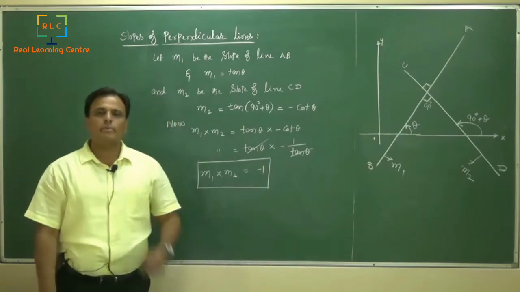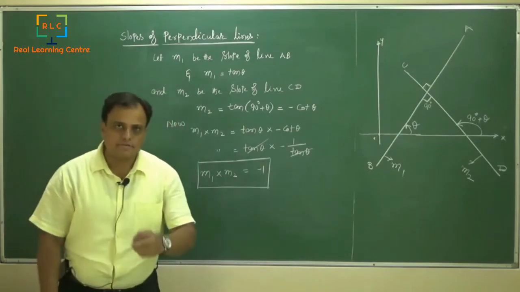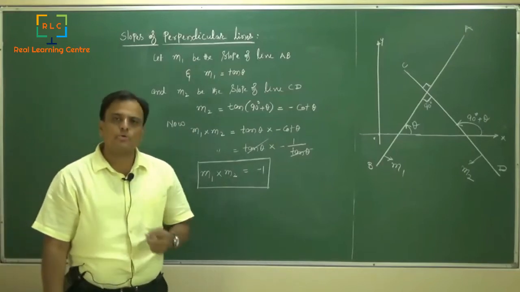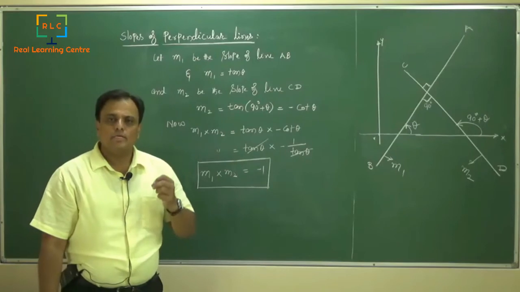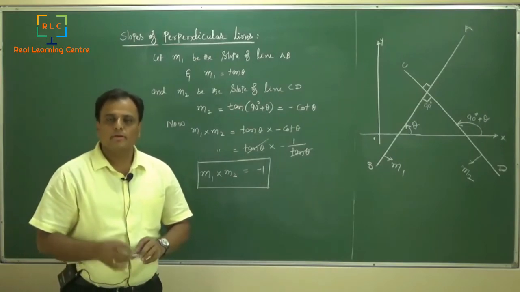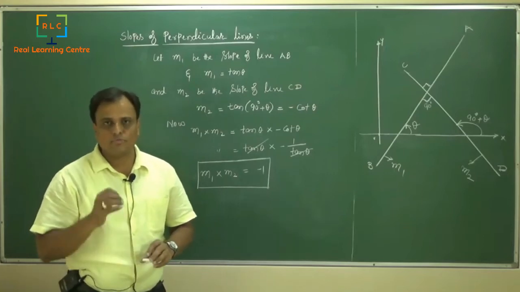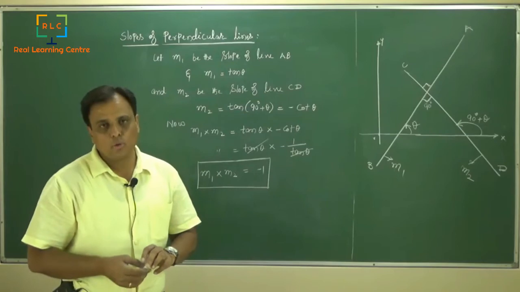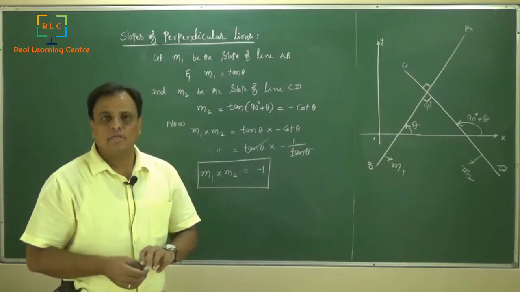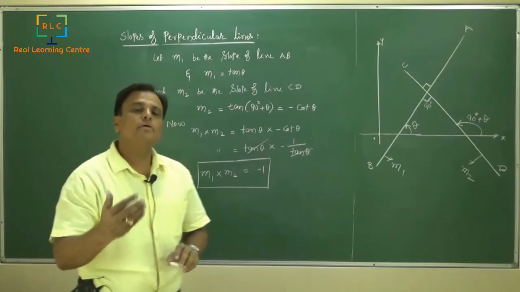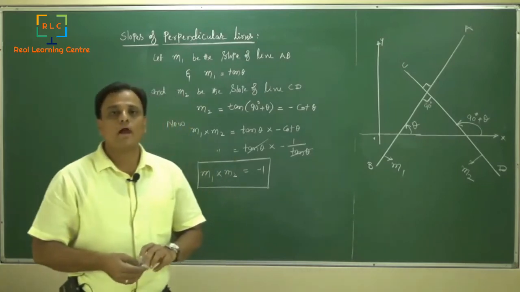Dear students, make a note here once again. I'll explain very clearly, so please make a small note here. If the two lines are perpendicular, then the product of their slopes is always equal to -1. This condition is applicable except for lines which are horizontal and vertical.